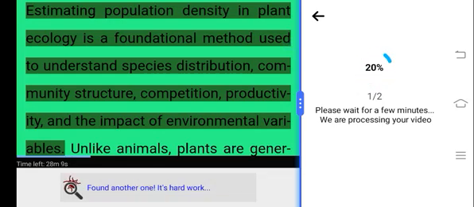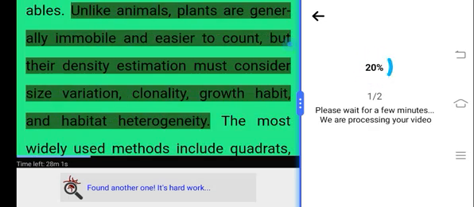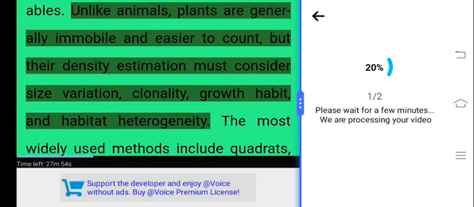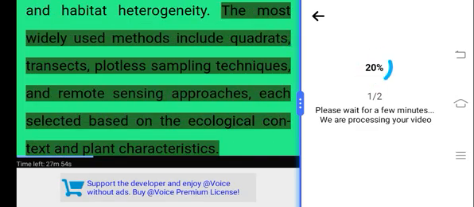Estimating population density in plant ecology is a foundational method used to understand species distribution, community structure, competition, productivity, and the impact of environmental variables. Unlike animals, plants are generally immobile and easier to count, but their density estimation must consider size variation, clonality, growth habit, and habitat heterogeneity. The most widely used methods include quadrats, transects, plotless sampling techniques, and remote sensing approaches, each selected based on the ecological context and plant characteristics.